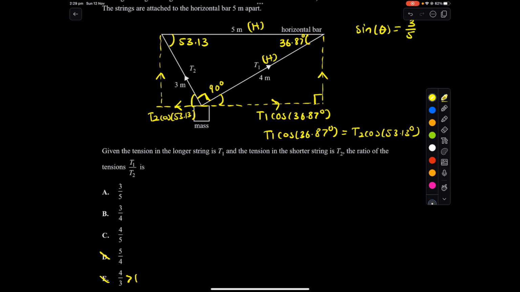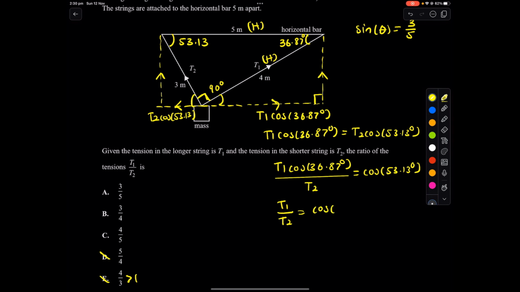And now it's very easy. I just want the ratio T1 over T2. So let's divide all by T2. So T1 cos 36.87 degrees divided by T2 equals cos 53.13 degrees. So therefore T1 over T2 is just cos 53.13 degrees over cos 36.87 degrees. Is that right? Yes. So let's use our calculator.